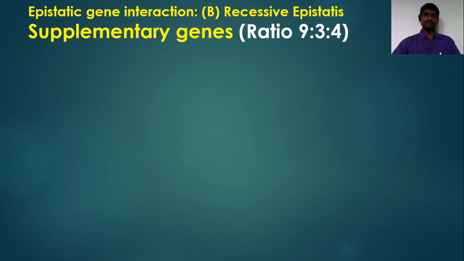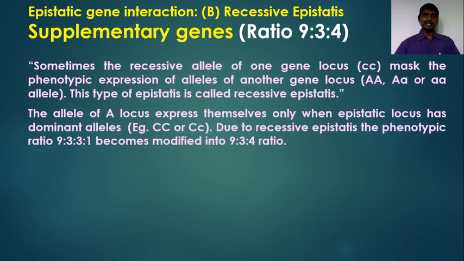Now we are going to start the supplementary genes, and the ratio is 9:3:4. So this is the example of recessive epistasis. So like the dominant epistasis, if the epistatic gene is recessive, usually it masks or suppresses the phenotypic expression of a non-allelic or another gene. So that type of epistasis is called recessive epistasis. Sometimes the recessive allele of one gene locus masks the phenotypic expression of alleles of another gene locus. This type of epistasis is called recessive epistasis.